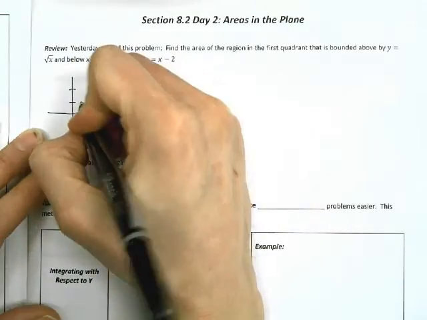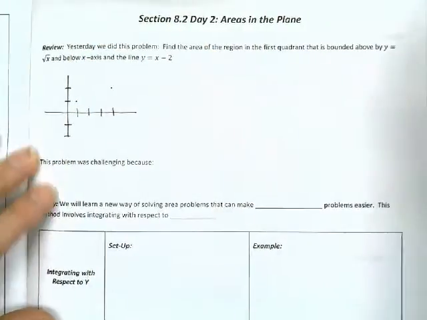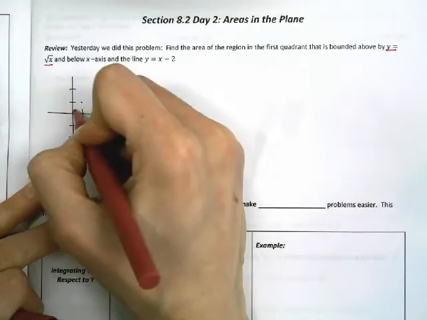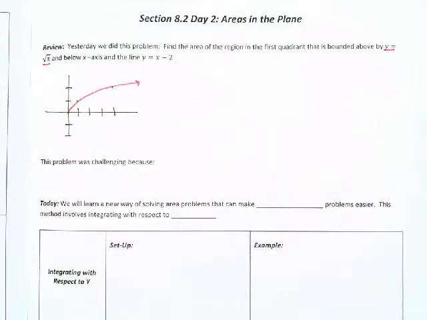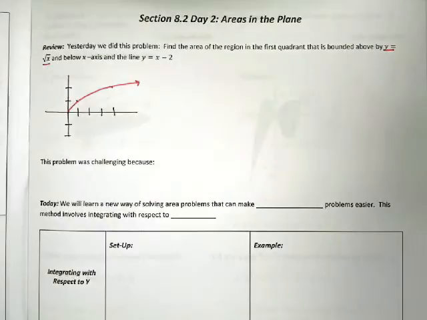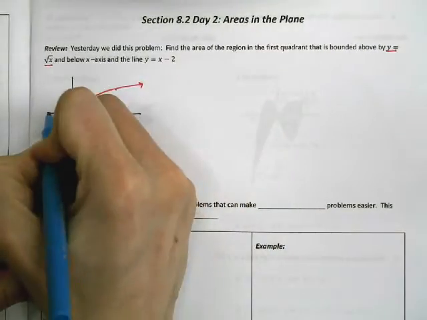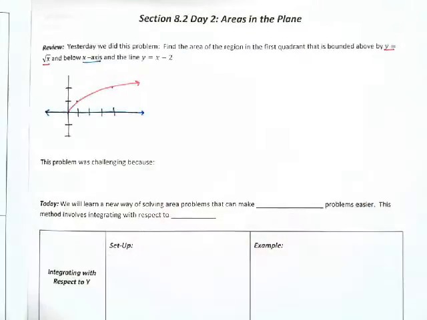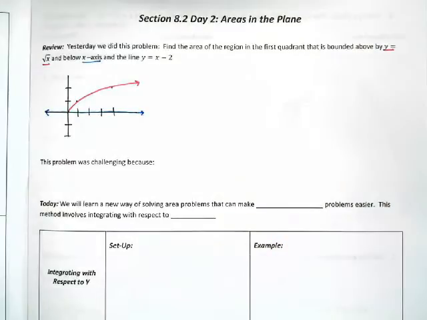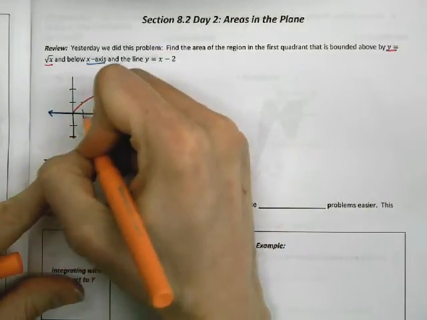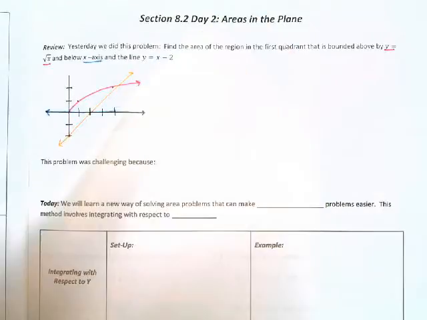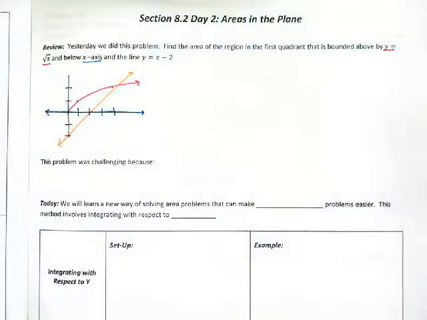Okay, so first I have square root of x. Give me a couple points, and I'm going to go ahead and do this one in this color. So here's y equals square root of x. I know one of my lower boundaries is going to be the x-axis. So here is that. And then I have the line y equals x minus 2. So I know it's going to be this line here. And again, we were asked to find the area in the first quadrant, so we're just focusing on the first quadrant.